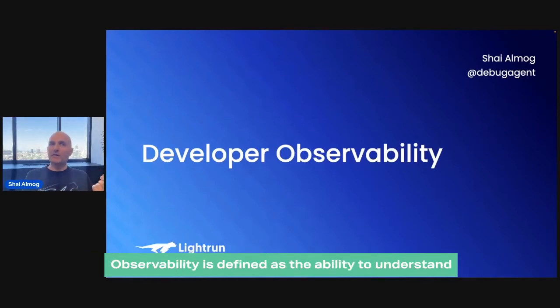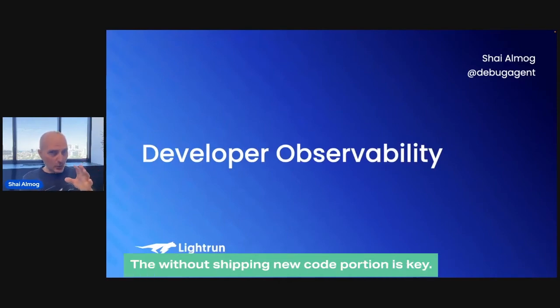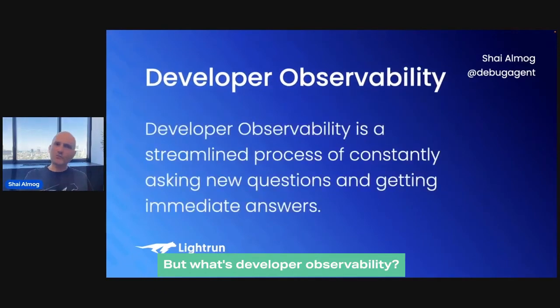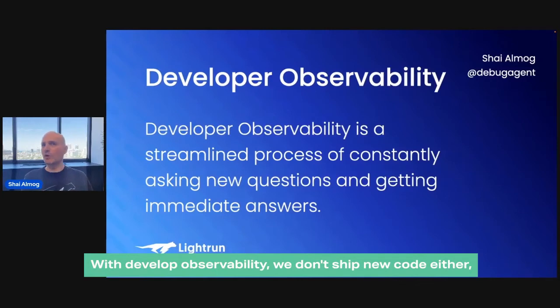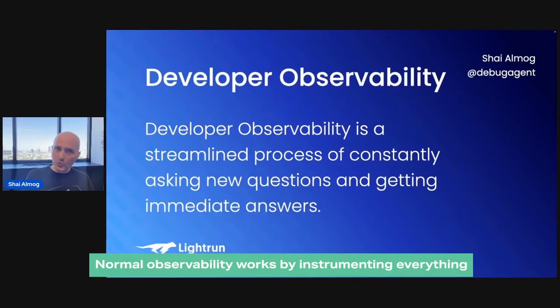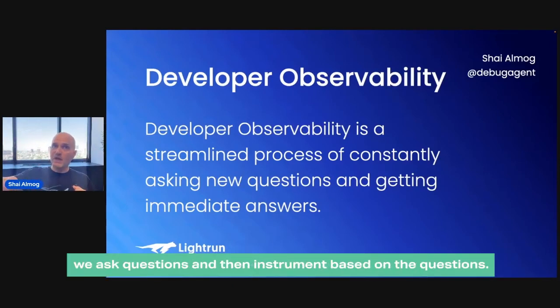Observability is defined as the ability to understand how your system works on the inside without shipping new code. The without shipping new code portion is key. But what's developer observability? With developer observability, we don't ship new code either, but we can ask questions about the code. Normal observability works by instrumenting everything and receiving the information. With developer observability, we flip that. We ask questions and then instrument based on the questions.